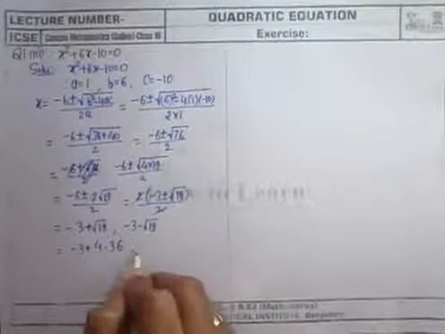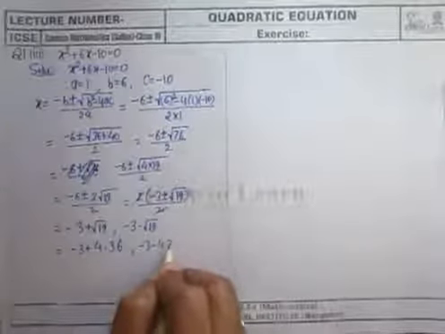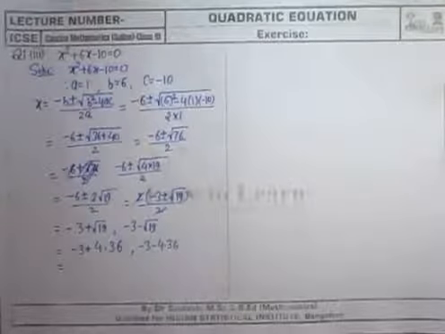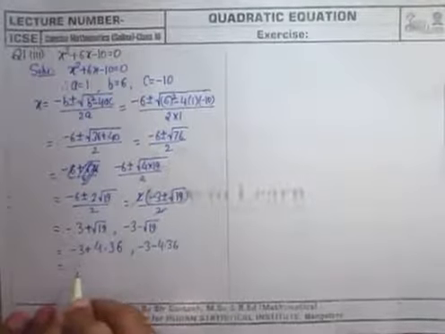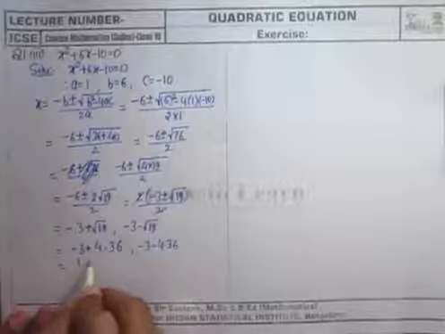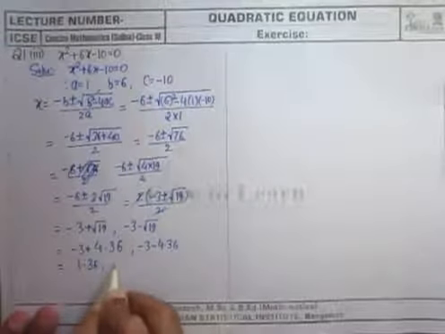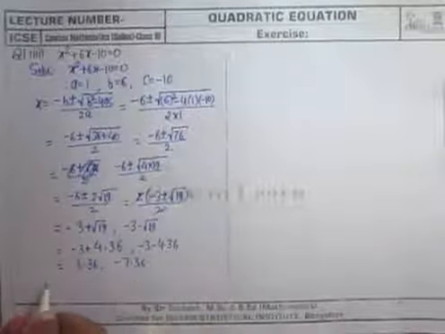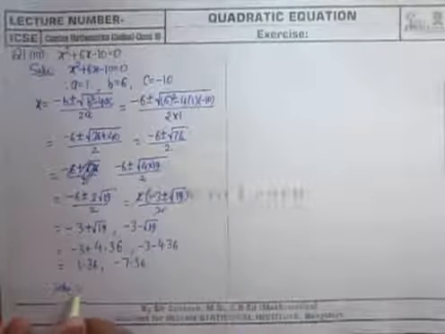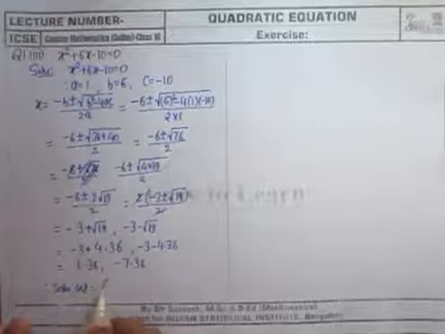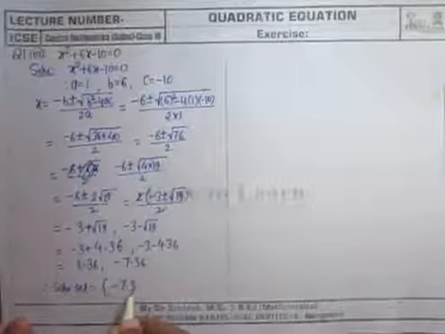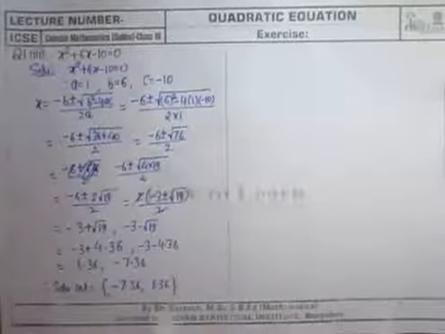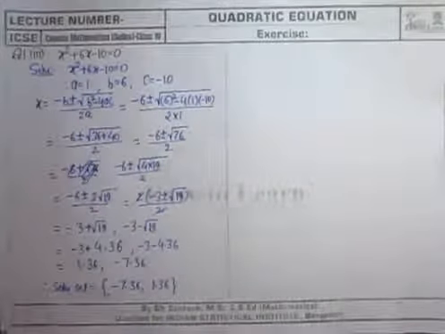So minus 3 minus 4.36. So this will be 1.36 and this value will be minus 7.36. Therefore solution set is curly bracket minus 7.36 and 1.36.